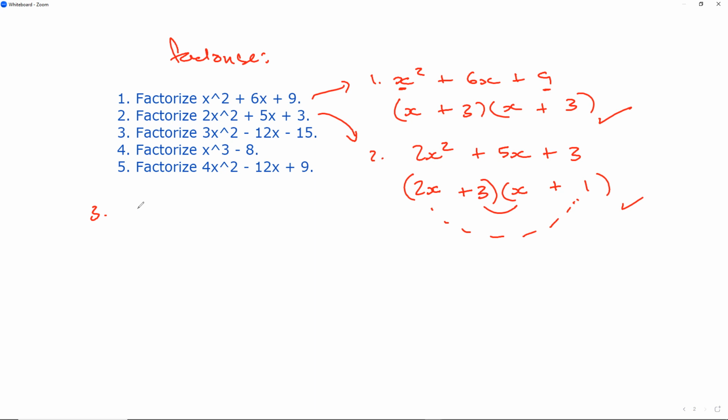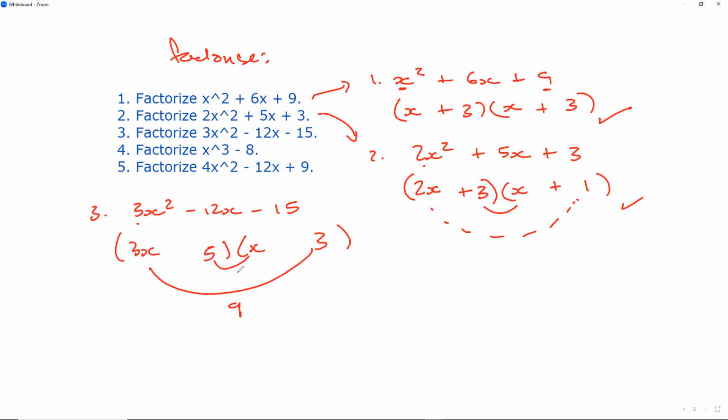Question 3. 3x squared minus 12x minus 15. 3 and 2 is quite nice because you know the first term is going to be 3x and x, or 2x and x, because it's going to give you 3x squared. And 15 is going to be 3 and 5. So I put 3 here and 5 here. This will be 9 and 5, and that'll get me 14, which probably won't work, right? So that's not going to work.